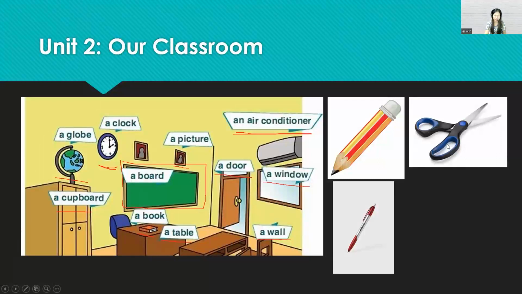So this is scissor. It is really to use that one, but you know, if we do activities, we use that to cut the paper.